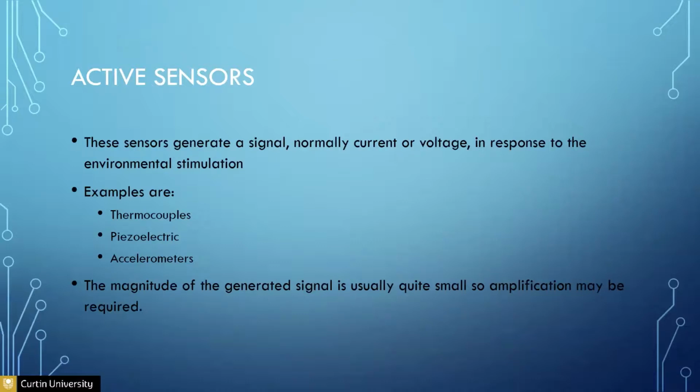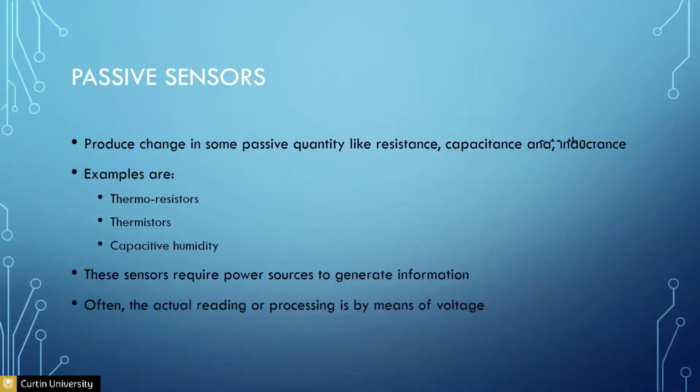So you capture that change, you look at the data sheet of that sensor, and you convert that to an actual physical value. Or we can have passive sensors, which can give you a change in resistance, capacitance, or inductance. And then, similar to the active ones, you convert that information to actual real-time values.